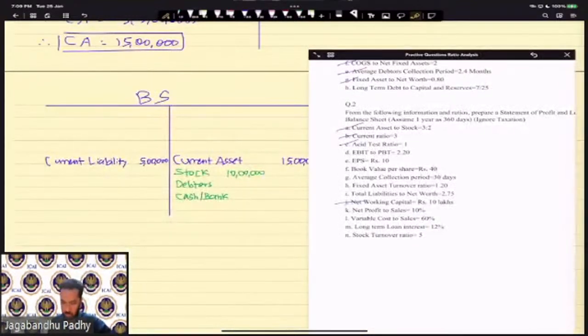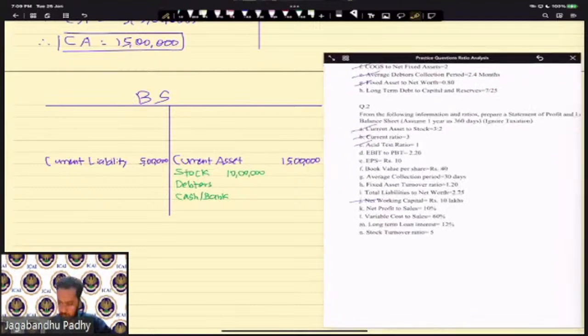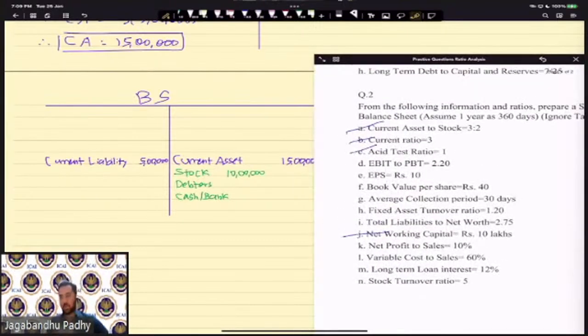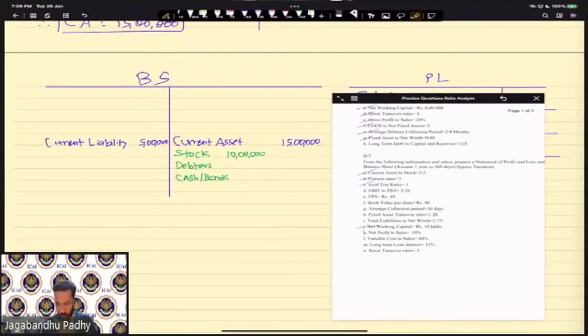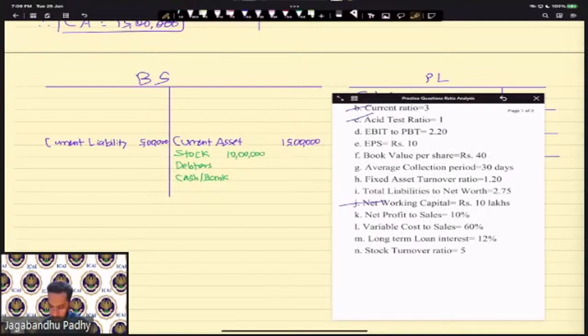So how do we go about the other things? We are now in a situation where we are stuck, sir. We don't know how to go about the other things. If you look at any other number like total liabilities to net worth, it's of no use, because unless and until I have the total of liabilities, how will I get the net worth? So total liabilities to net worth is 2.75, book value per share, leave it. Average collection period is 30 days. For that we need the debtors. Fixed asset turnover is 1.2. It's all stuck up maybe.